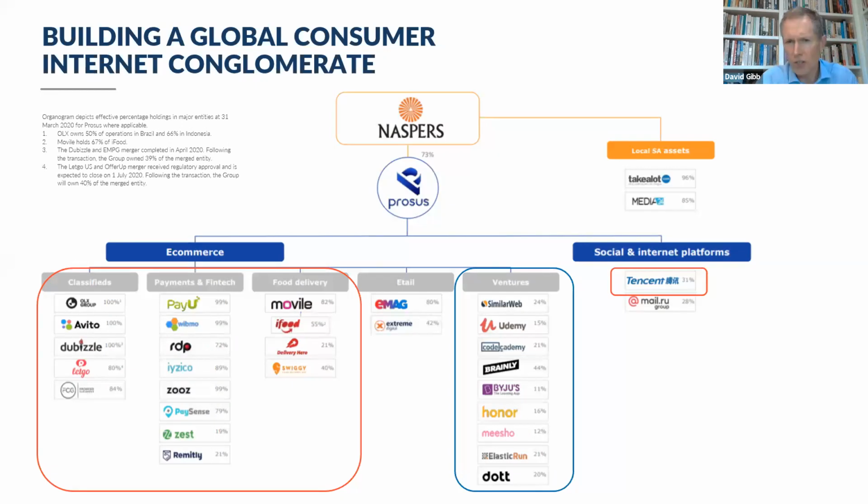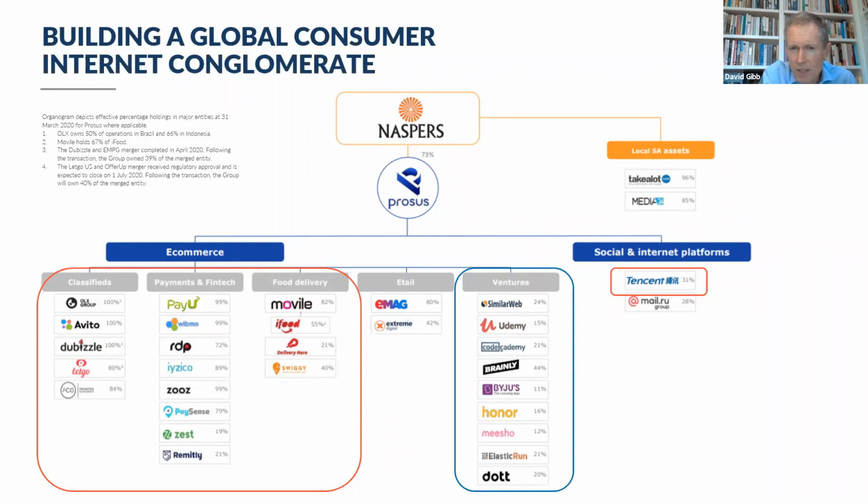So this is the new structure for Naspers, as explained by Bob van Dijk. So we have the e-commerce division, and I've spoken about those three areas. We've got ventures, which is mostly EdTech related. Well, certainly that's the most promising for now. And then we've got Tencent.